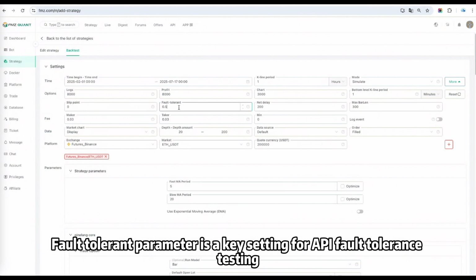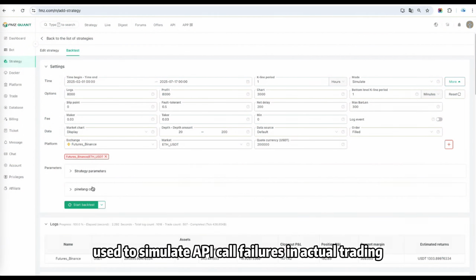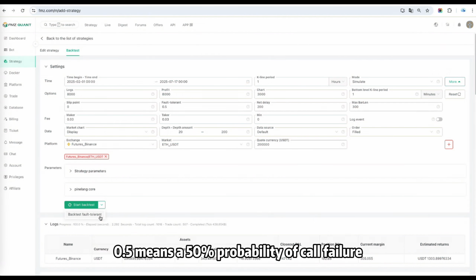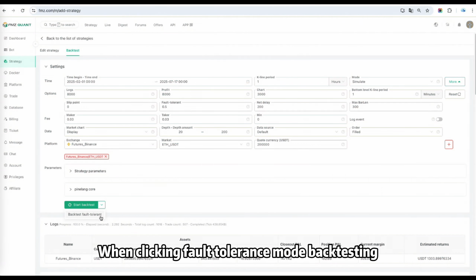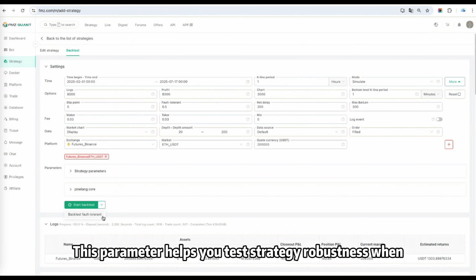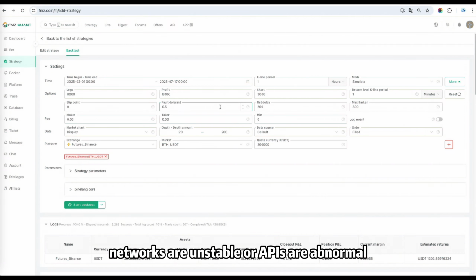Fault-tolerant parameter is a key setting for API fault tolerance testing, used to simulate API call failures in actual trading. The parameter value represents the probability of generating errors. For example, 0.5 means a 50% probability of call failure. When clicking fault tolerance mode backtesting, it can be used to simulate a more realistic backtesting environment. This parameter helps you test strategy robustness when networks are unstable or APIs are abnormal.